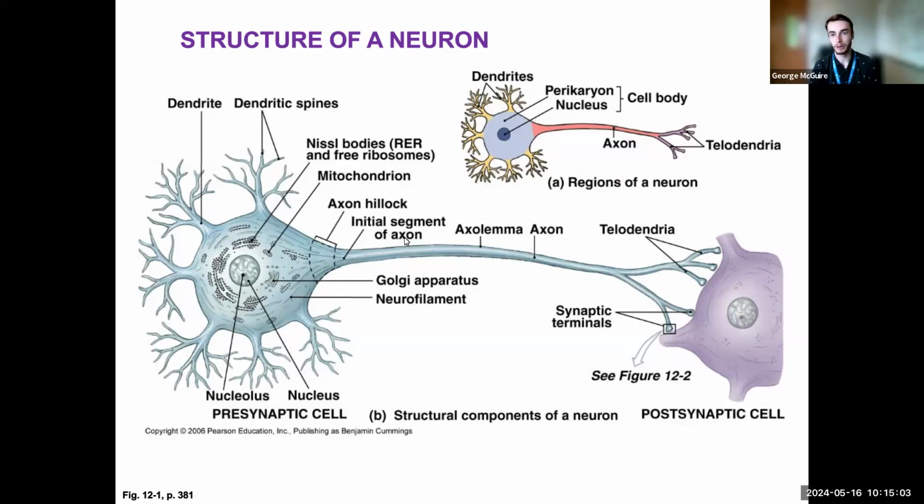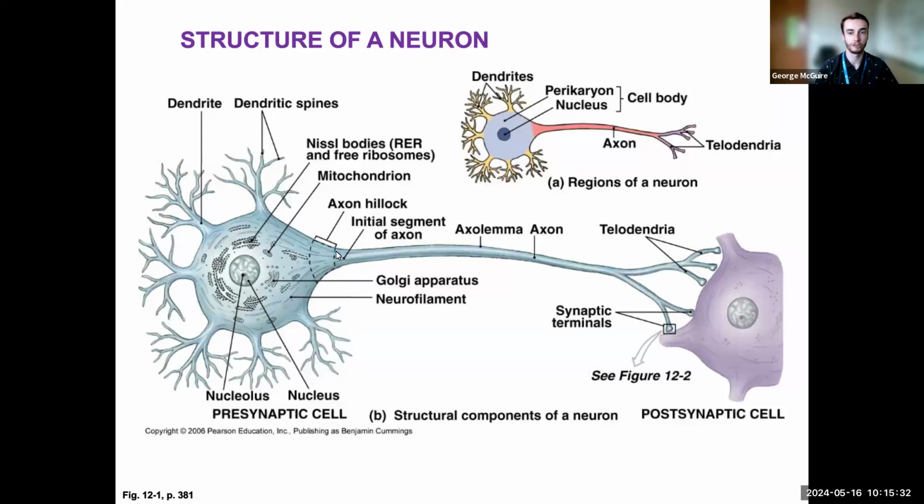And so where we're going to be spending most of our time talking about or looking at the neuron is at this axon hillock and the axon itself. So how signals are being sent from one neuron to another. So the axon hillock is referring to this short space between the cell body and then the actual axon itself. And this is going to be an important location for building up what we call graded potentials.